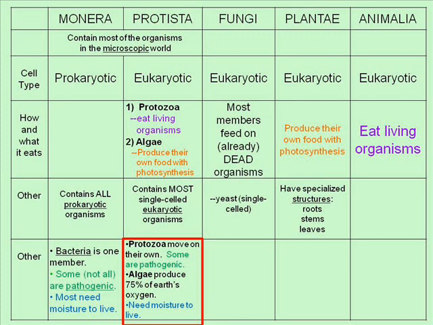And just like some organisms in kingdom Monera are pathogenic, there are some organisms in kingdom Protista that are pathogenic, which means they cause disease. Also, you need to write down there that algae produce 75% of the Earth's oxygen. Finally, just like those creatures in kingdom Monera, the organisms in kingdom Protista need moisture in order to live.